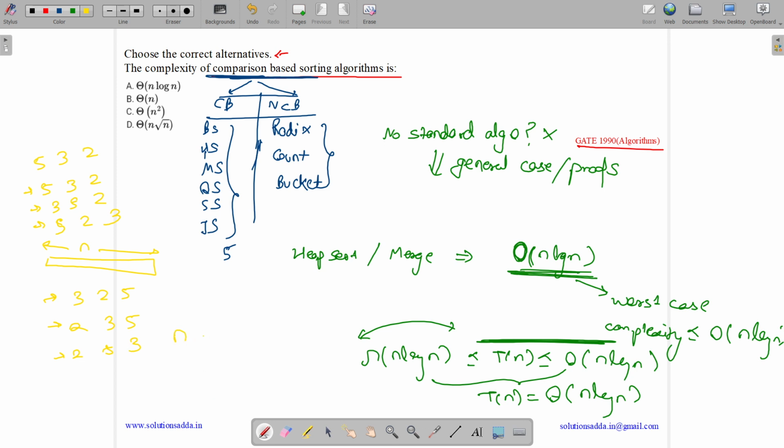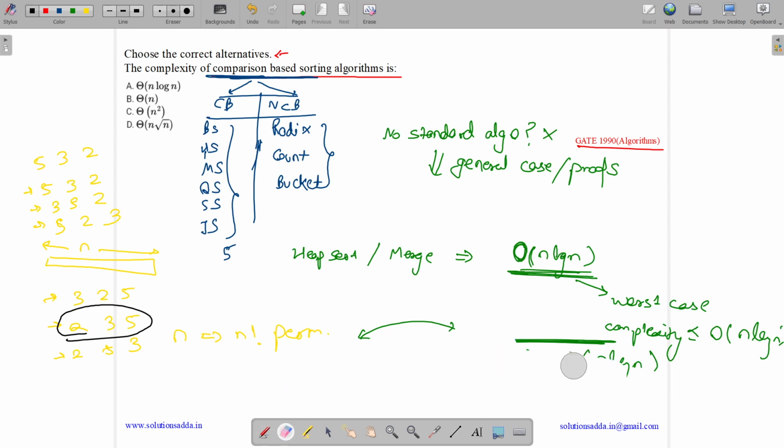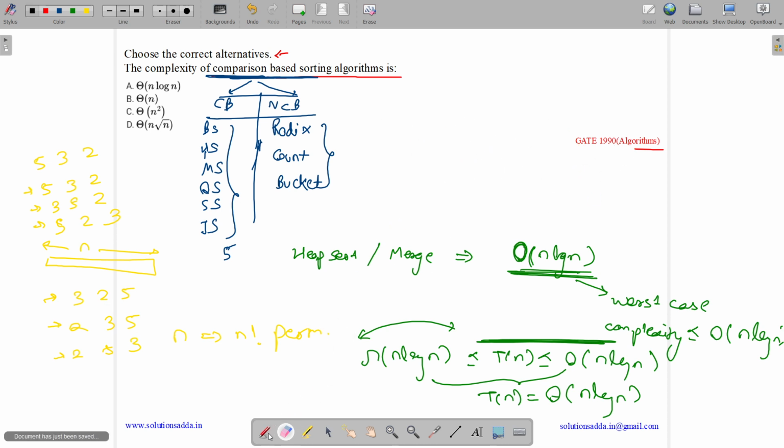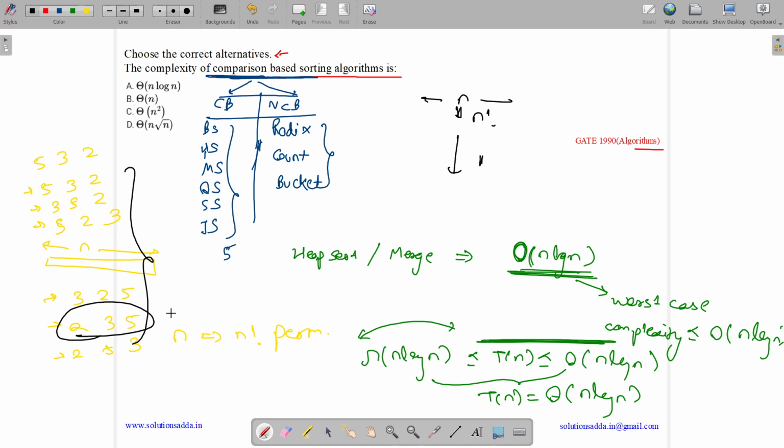So for n items, we can have n factorial permutations. But see, only one of these permutations is correct. So what we have to do is, we will be given n items and we need to combine these n factorial permutations to a single permutation, 235.